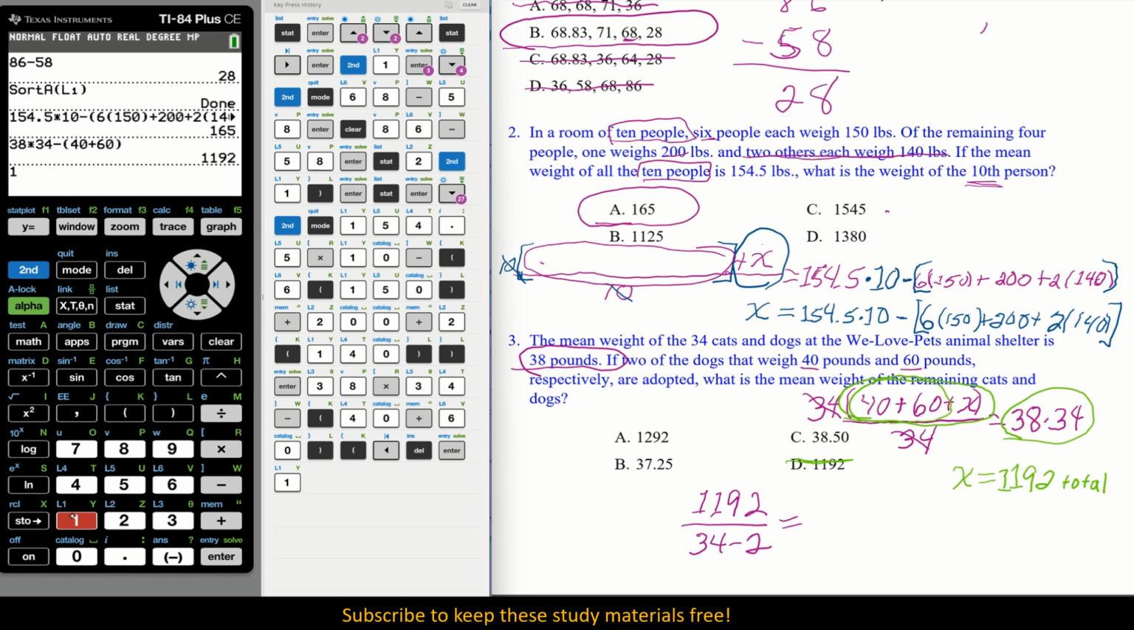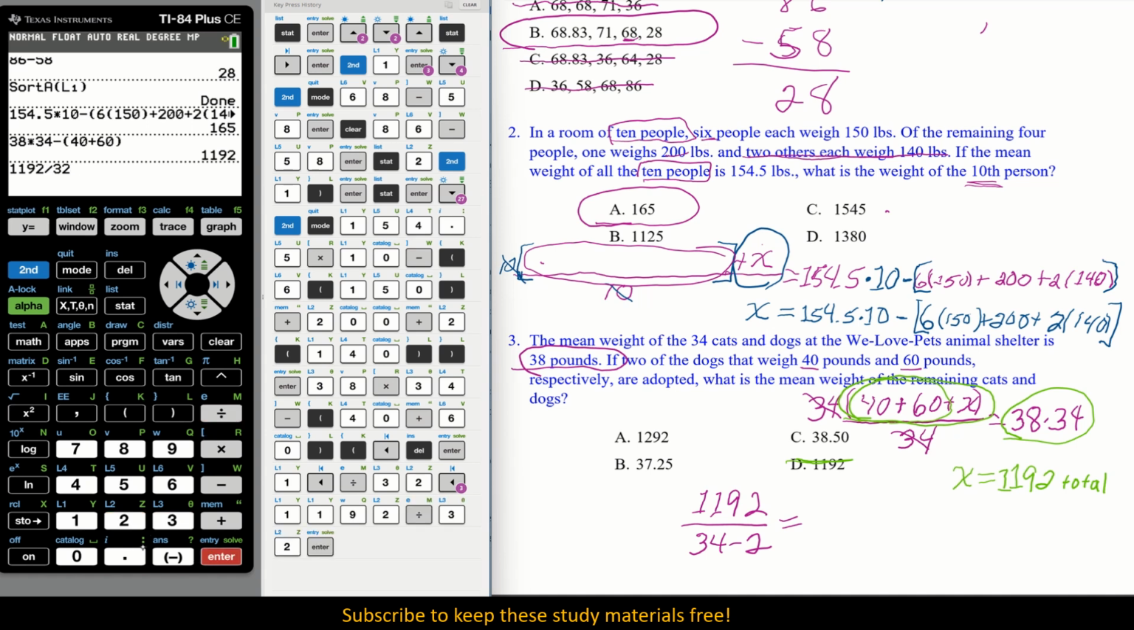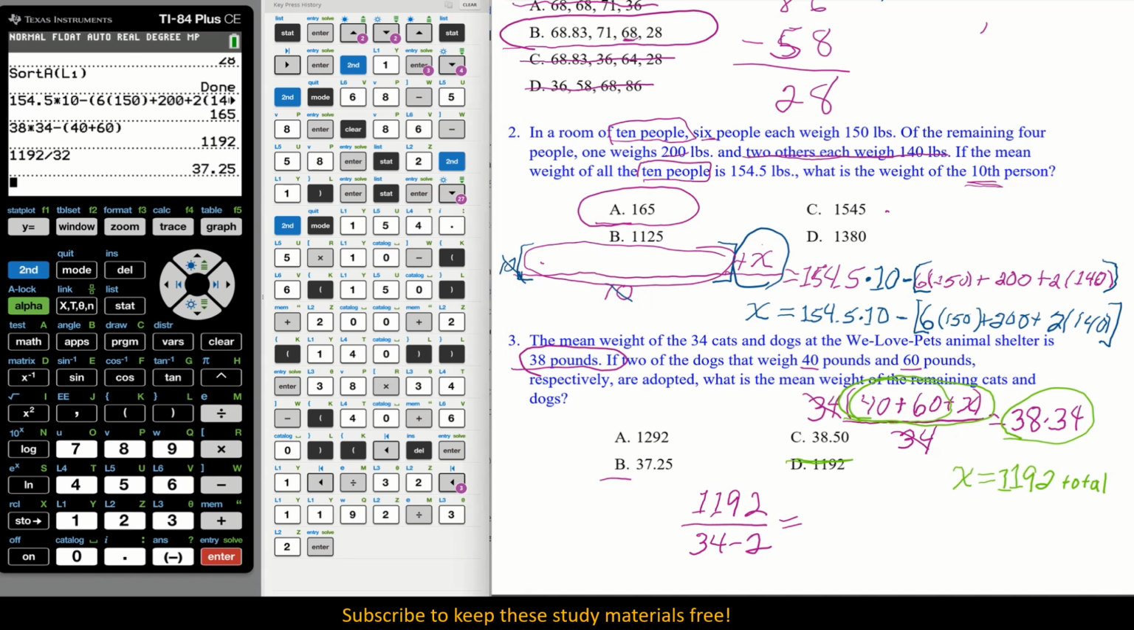So that's one, well, we already have. So let's just push divide by. What's 34 minus 2? 32. Oh, well, I'm going to have to do it anyway. I ruined that. 1192. Once I put something in and delete it out, I couldn't do the automatic answer thing. Okay, so now 32. There you go. And that is our mean or average weight of all the pets.